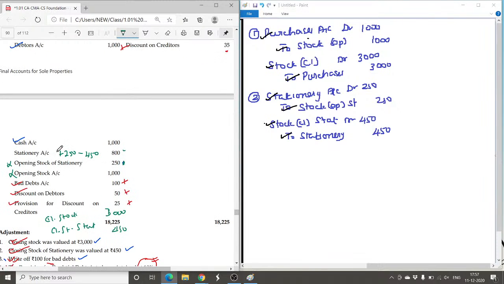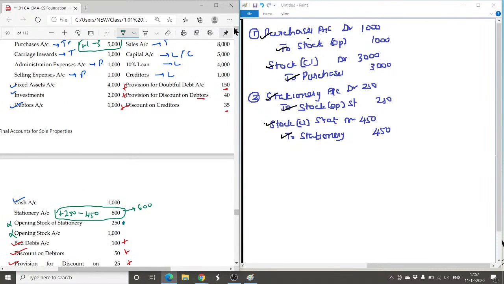Similarly, here stationery account 250 is added, 450 is subtracted. Now what happens here? The revised value of stationery is 600 rupees. Am I right? Yes or no? So 250 is added with the 800 rupees and 450 is subtracted. Okay, so then it becomes 600 rupees. Right. So we have posted all these things, and newly we have two more items to be incorporated.